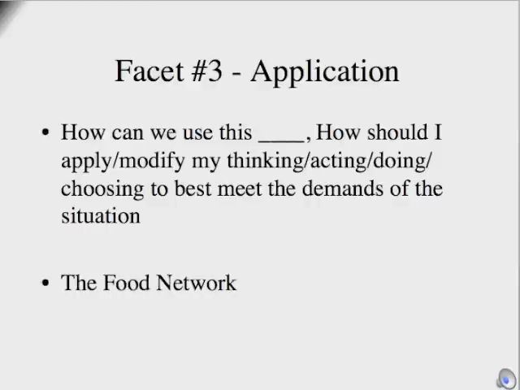Facet 3, application. How can we use this thing, idea, concept, bit of knowledge? How should I apply, modify my thinking, my acting, my doing, my choosing to best meet the needs of the situation? The Food Network is all about facet 3, right? It's all about applying divergent concepts and skills and bits of knowledge in unique ways to create either something that solves a problem or opens completely new possibilities.